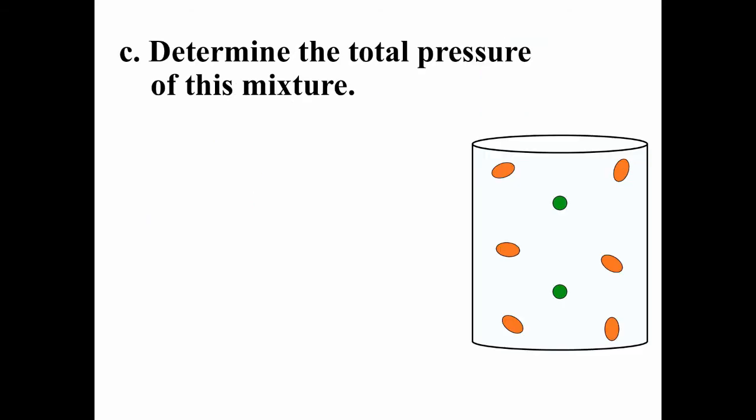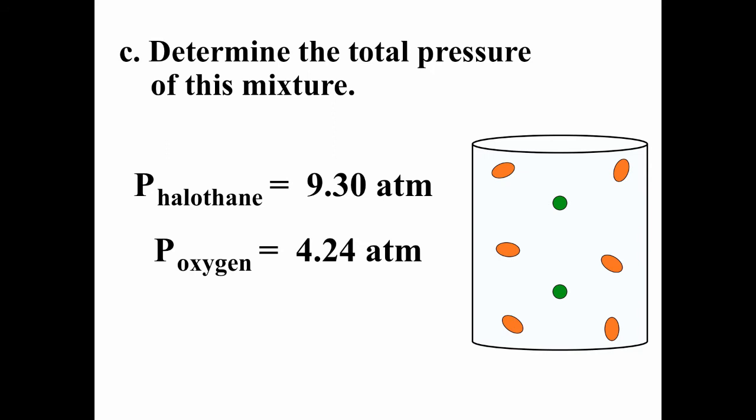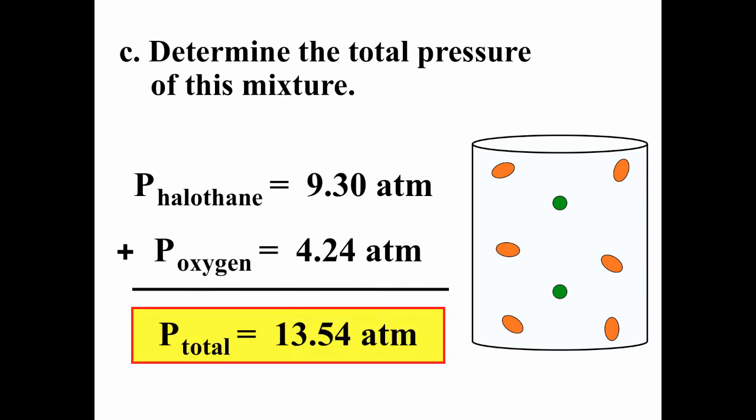Now, the total pressure of this mixture is going to be as simple as the pressure of halothane is 9.30 atmospheres, the pressure of oxygen is 4.24 atmospheres, and the sum total of both of those is 13.54 atmospheres. And therefore, this is an easily generalized example. The pressure of several gases mixed together, well, if you add up the partial pressures of each of the individual gases, you get the total pressure of the mixture of gases.